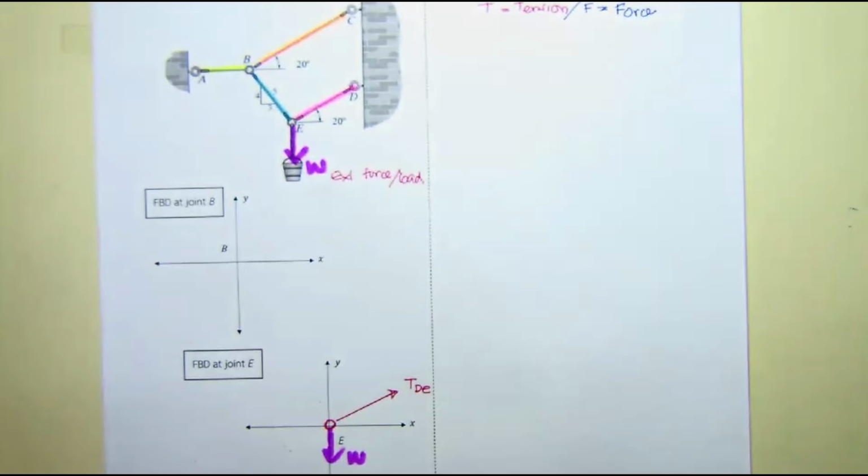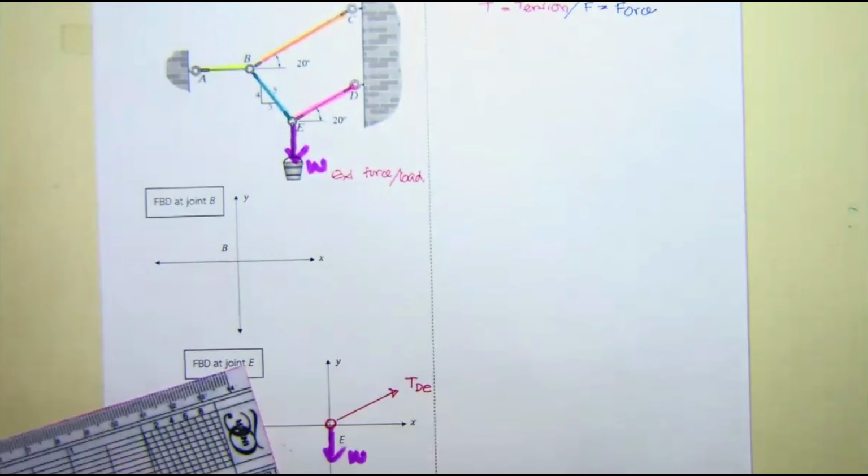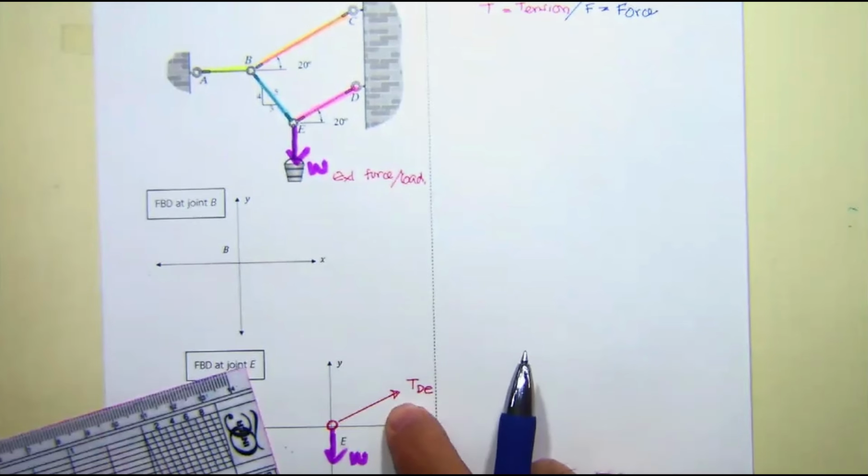Force, F. Tension, T. Since the cable is always in tension, the cable can't take compression force, only tension. So the arrow always points out of the particle. The cable takes only pulling force, so its arrow always points away from the particle.